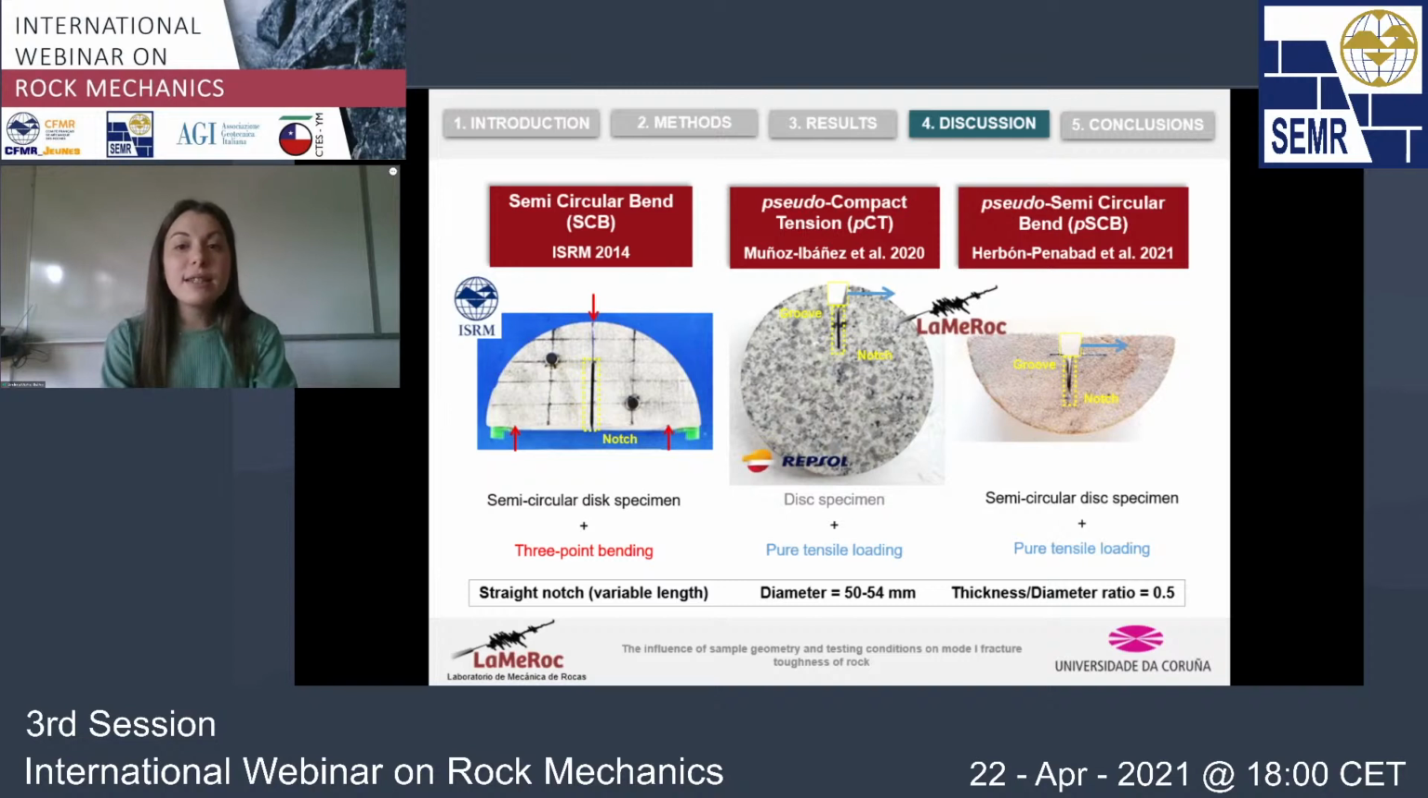So we have called this one the pseudo-semicircular bend test, and we can see it as a combination of the other 2 methods. So you can see that the shape of the sample is a semi-disc, like in the case of the SEV. We also have the straight notch, but we got, like for the PCT, a wider groove in the upper part, so that this semi-disc can be loaded under pure tensile conditions. So for this study, we have used a straight notch, with variable length to assess the effect. We have kept constant more or less the diameter of the samples, and we have also kept constant the thickness to diameter ratio to 0.5.